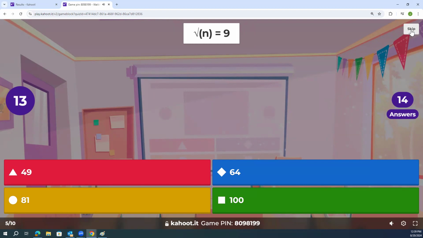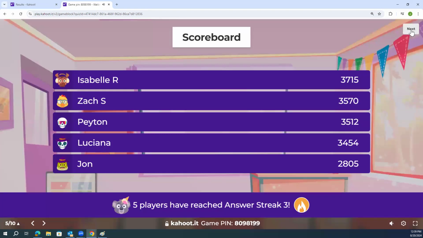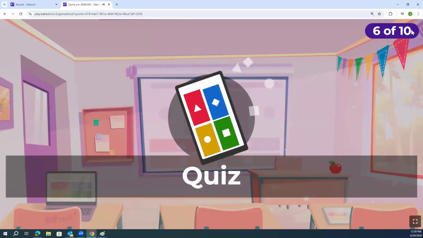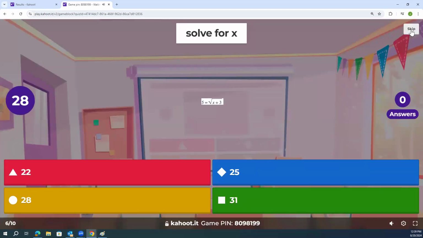Square both sides. I think you got the answer. There you go. 9 squared, 81. Oh, yeah. Lots of points. Oh, yeah, that's fine. It says 5 equals square root of x plus 3. Okay, so square both sides. Guys, what's 5 squared? 5 squared is 25. Then subtract the 3 over. What's 25 minus 3?